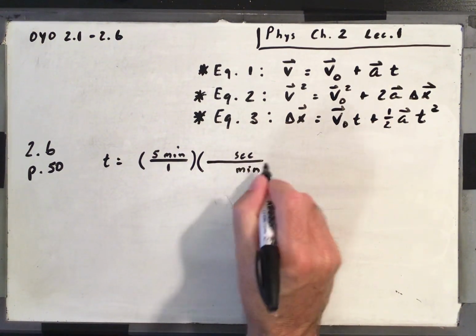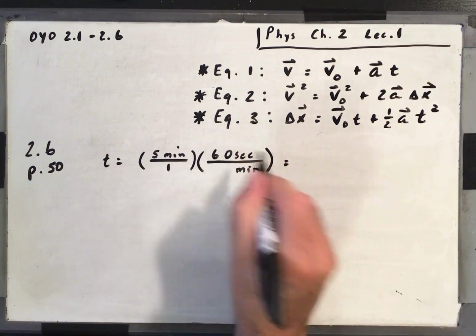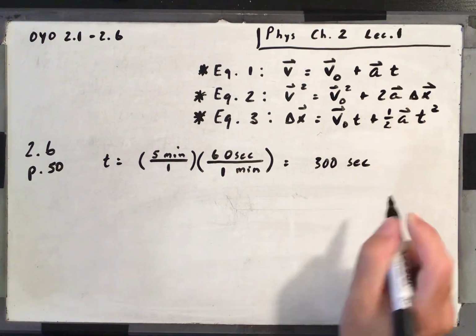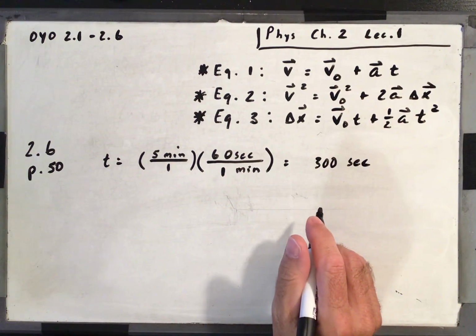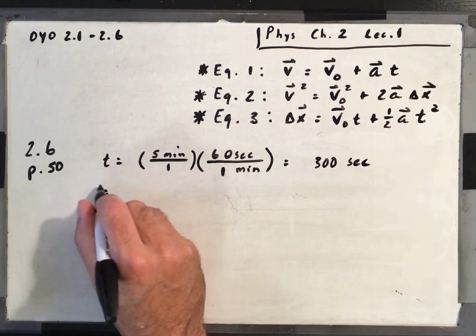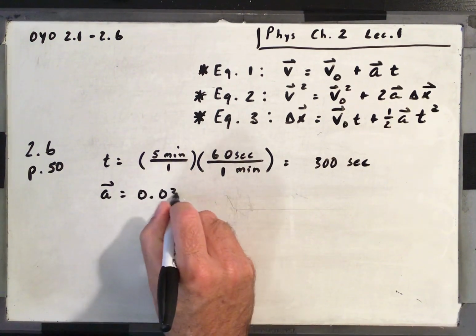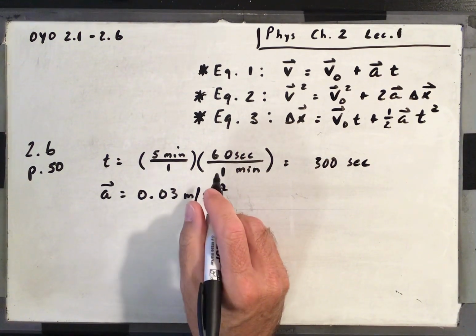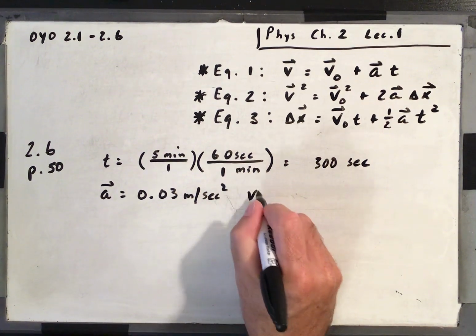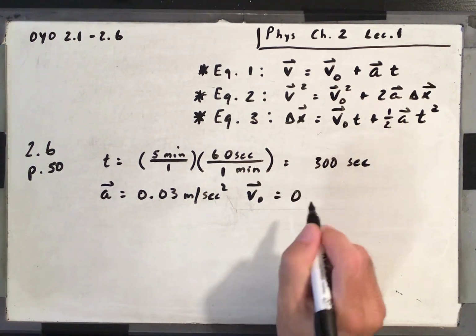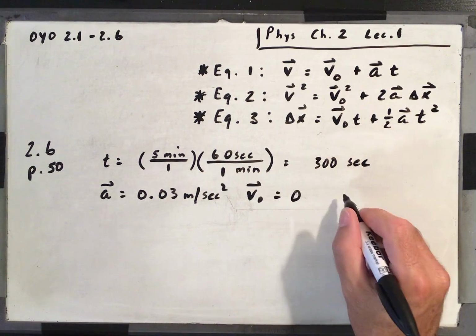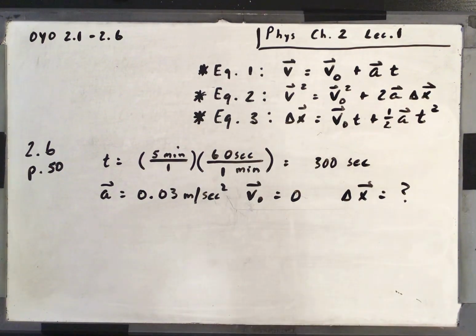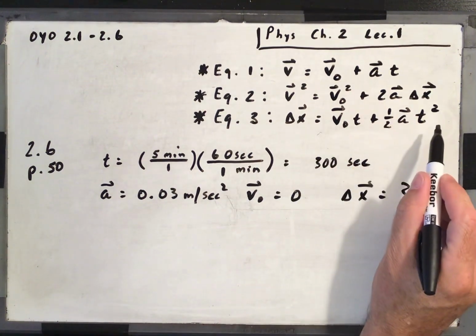Cancel out minutes. 60 seconds in a minute. The one goes by the bigger one, so that's going to be 300 seconds. So let's make sure to do that. The other things we know in this problem, we know acceleration is 0.03 meters per second squared. We know that the initial velocity starts from rest, so that's 0. Okay, we want to know delta x. How far? Not how long, but how far. So we're going to use equation 3.